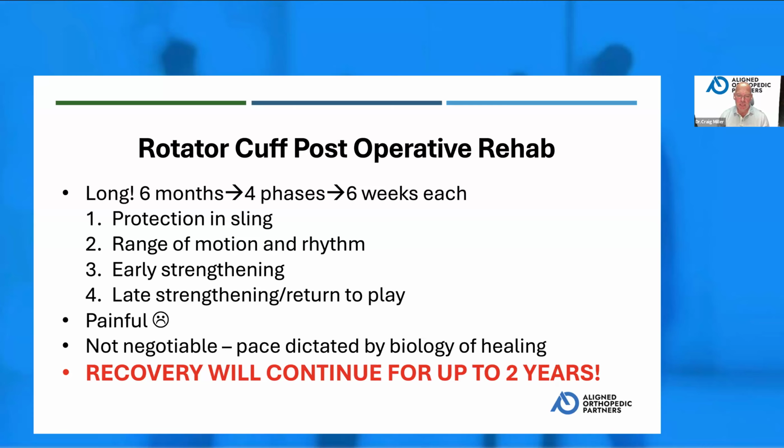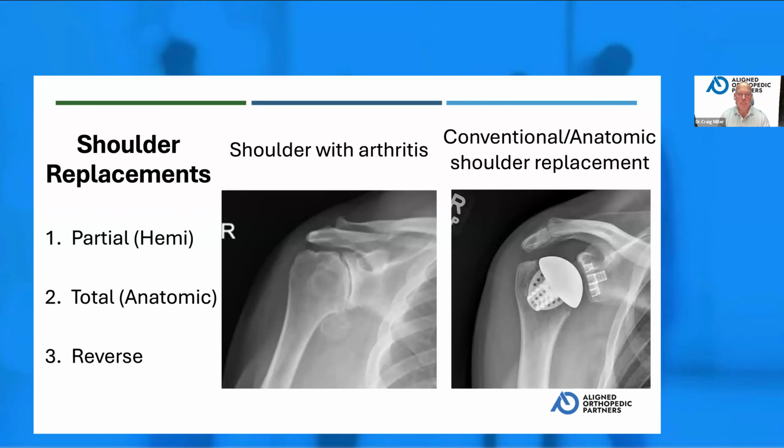Can I go back to work at 3 months as a bouncer? No, you cannot. This is a 6-month recovery. We are at the mercy of the biology of our body. We can't rush it. And by the way, even though we're saying 6 months is the supervised portion, you will continue to see increases in motion and strength and function for up to 2 years after your shoulder surgery.